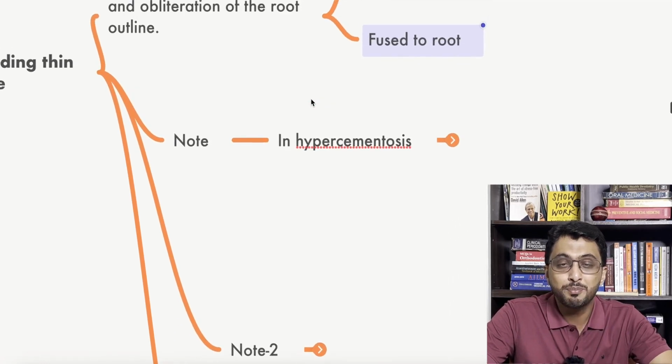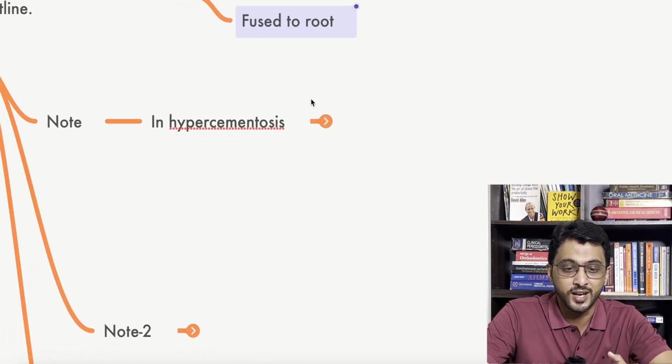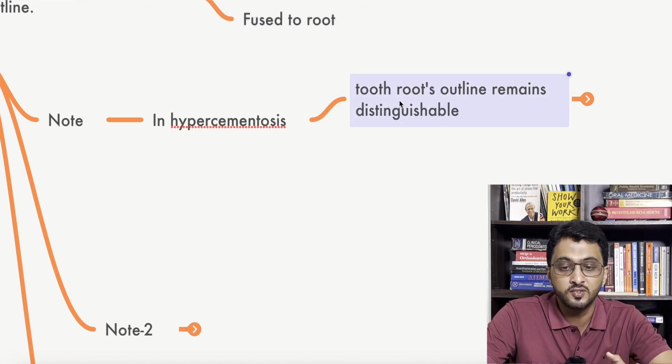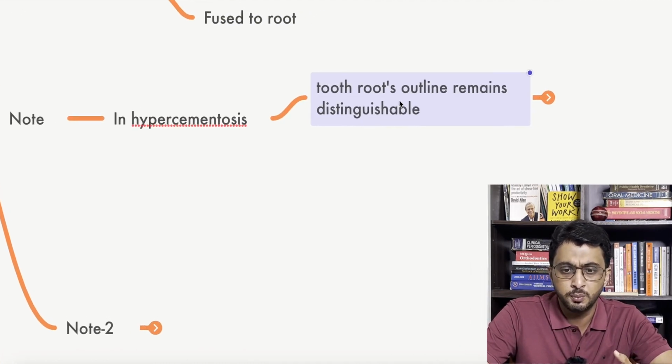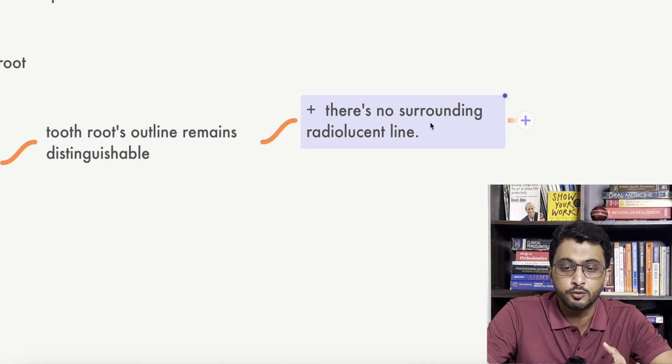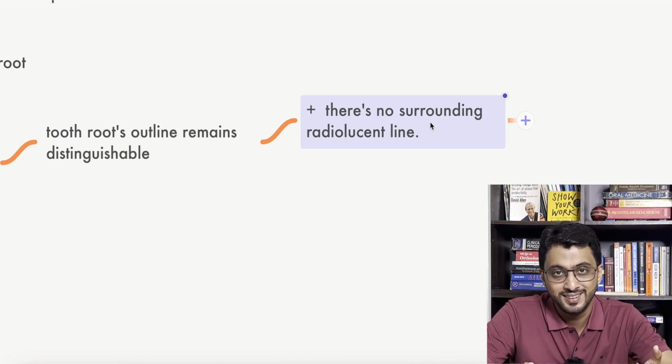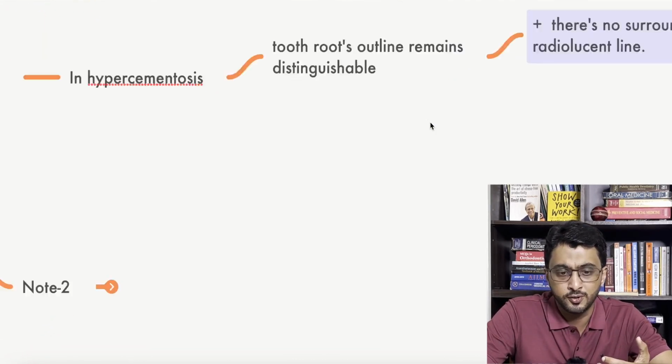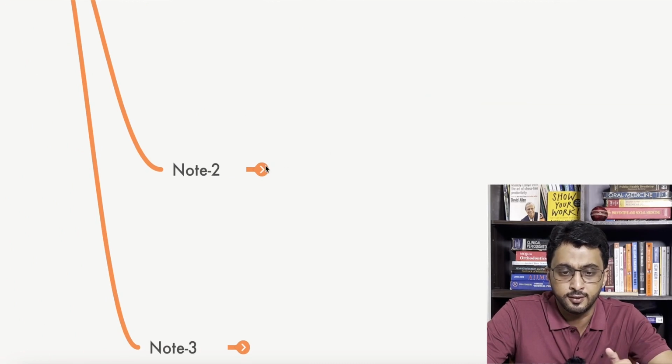Now, in hypercementosis, now we are going to differentiate. In hypercementosis, what we see is the tooth outline is distinguishable. I'll show you the picture there. The root outline is distinguishable. But now, just to give you a differentiation, one more thing is that there is no radiolucent line. So this is one very important feature between hypercementosis and this lesion.